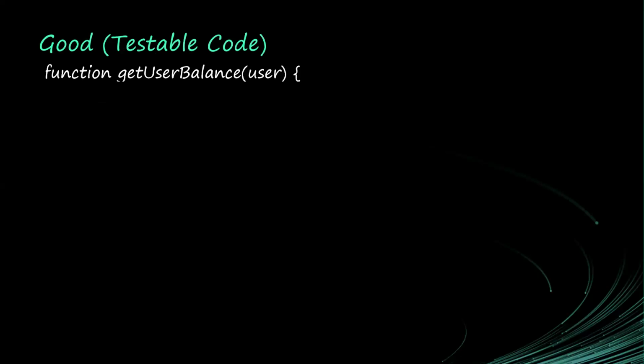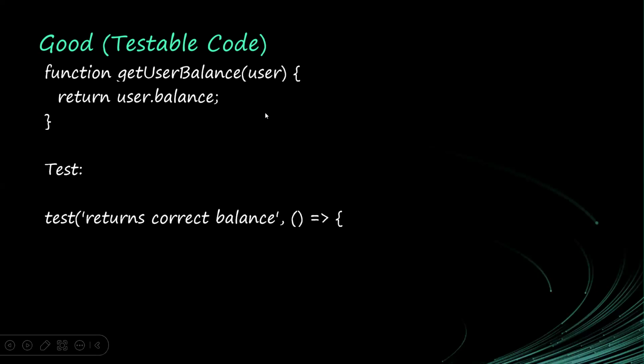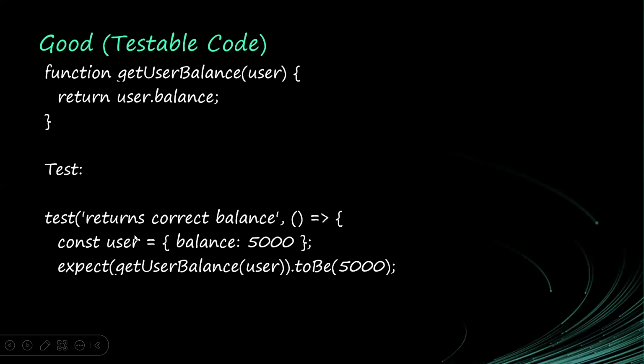Okay, so a good test is this. getUserBalance will take the user object and return user.balance. This is a unit test. This is very good testable code. Don't worry, we are going to do some of this, the test and expect and all these things. You're going to see more of it. Here we are saying this test returns the correct balance, and then we are creating the user object and passing it to the getUserBalance function. So this is pure unit testing. We are only testing getUserBalance. It does not depend on any other function.